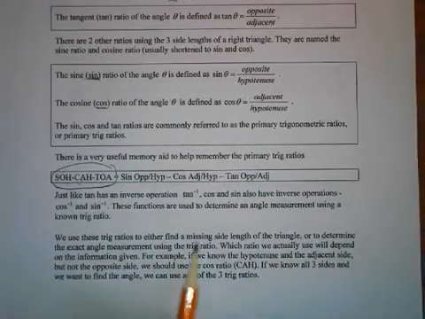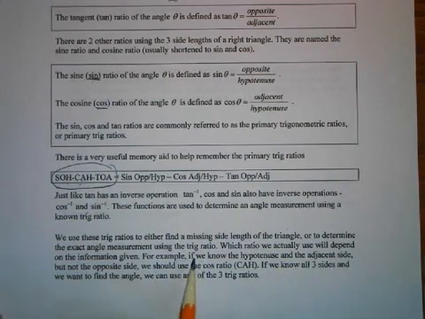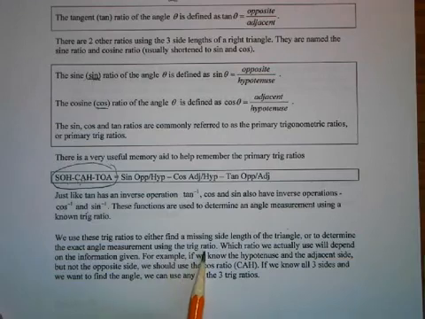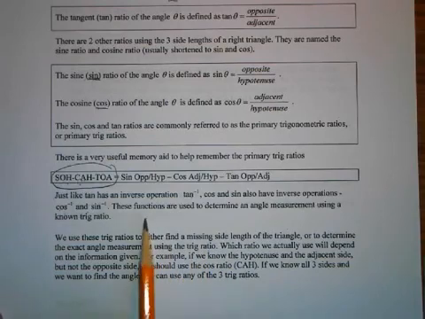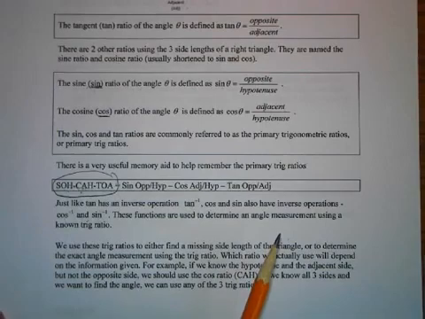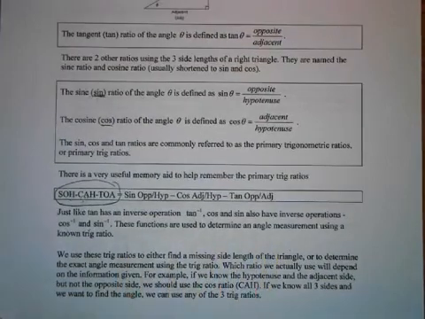So we use these trig ratios either to find a missing side length of the triangle or to determine the exact measurement of the angle using the trig ratio. So these are really good tools. They're called trig tools, and they only work for right angle triangles because you have to have a 90-degree angle to have a hypotenuse. Okay, if you don't have a right angle triangle, you're not going to be using this lesson or the last lesson. These three trig ratios only apply for right triangles.